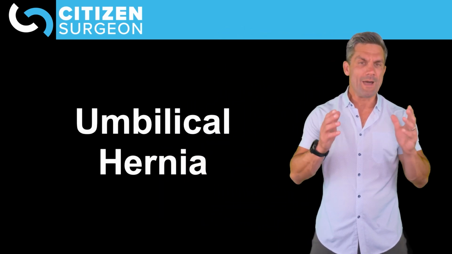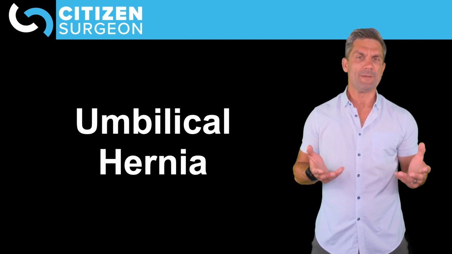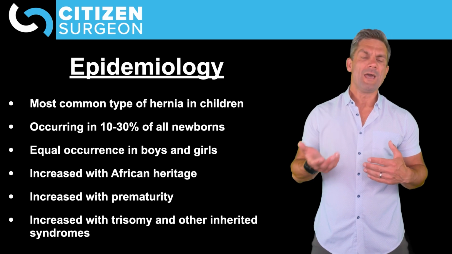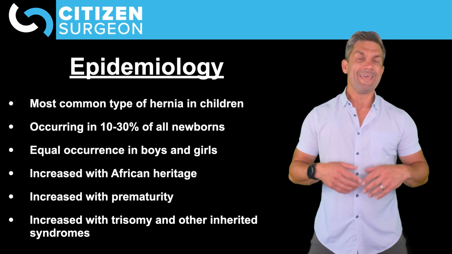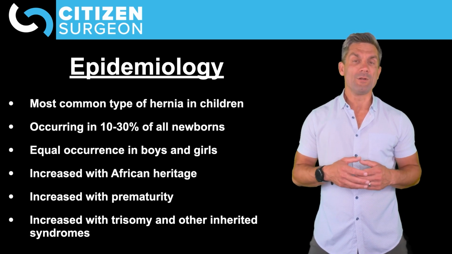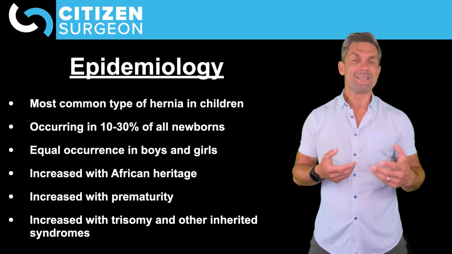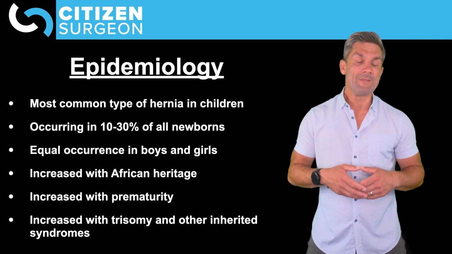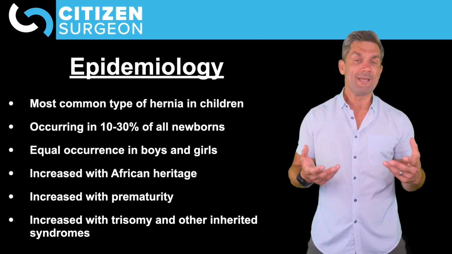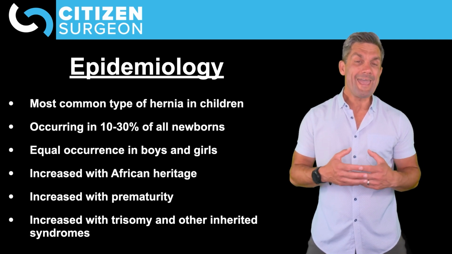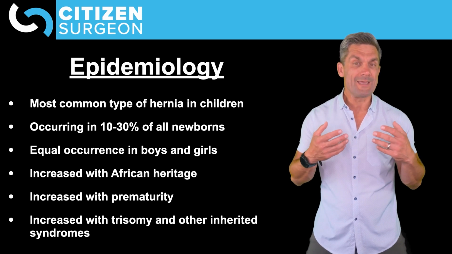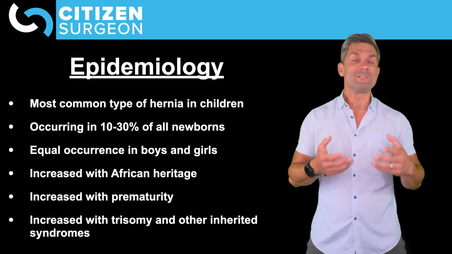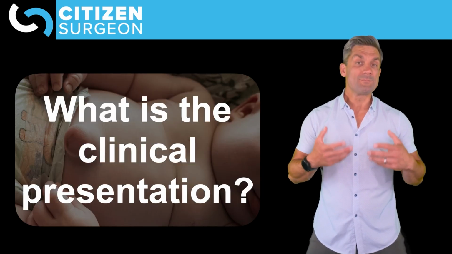So let's dive into umbilical hernias. What is the epidemiology? Well, how frequent, how common are these? Well, about 10% to 30% of children are born with an umbilical hernia. It is the most common hernia found in children, and it is an equal incidence in boys and girls. You should know that we'll see this in increased frequency in babies or children that have African heritage and babies that are premature, and inherited trisomies, so trisomy 13, 18, 21, and some other inherited syndromes, and I'll put those in the description below.